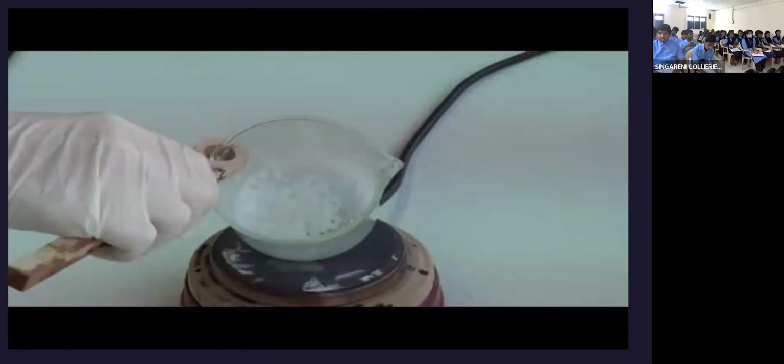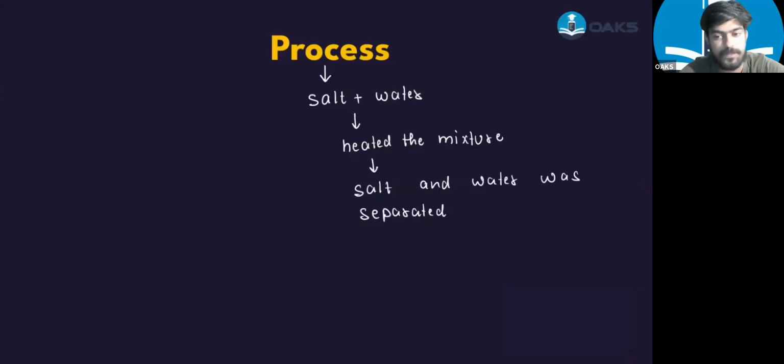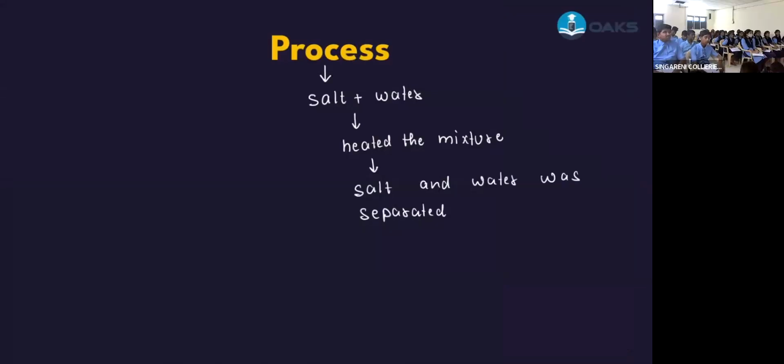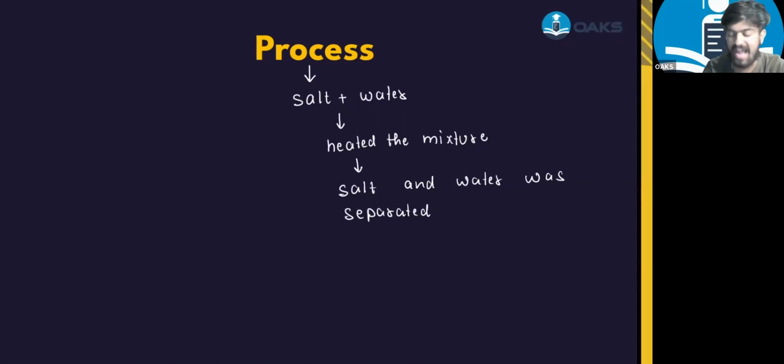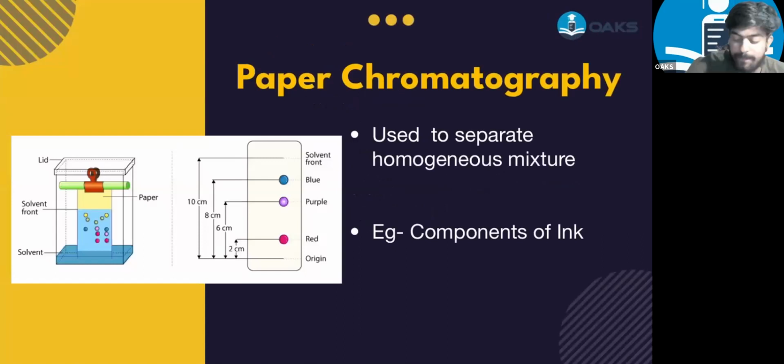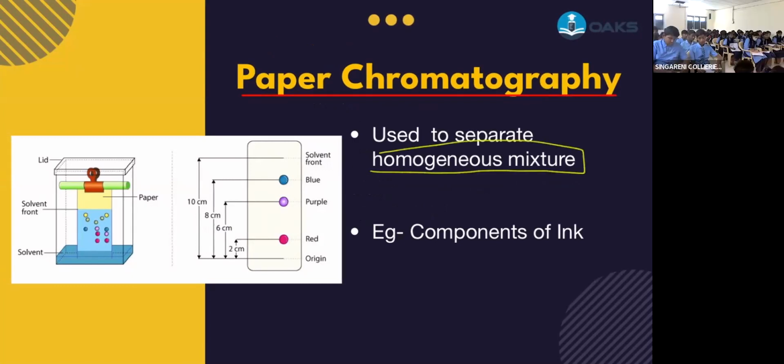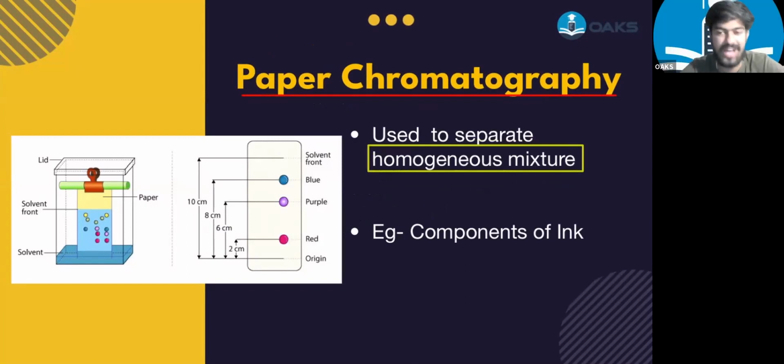That's great. So now, any doubts in this? Should we move forward? School 1, school 2, both of you? That's great. Now, next we have a method called paper chromatography. Have you heard about this method? Now see, again, this is also used to separate a homogeneous mixture. Which kind of mixture? Homogeneous mixture. Now, this thing you can also do at your home.